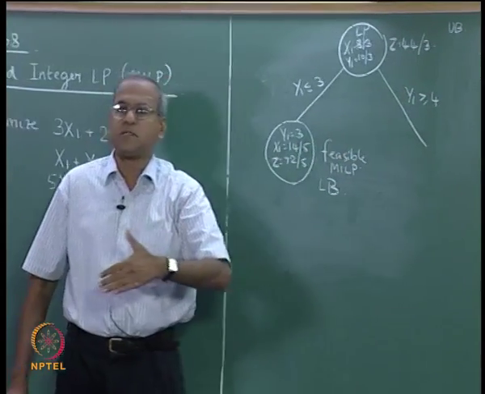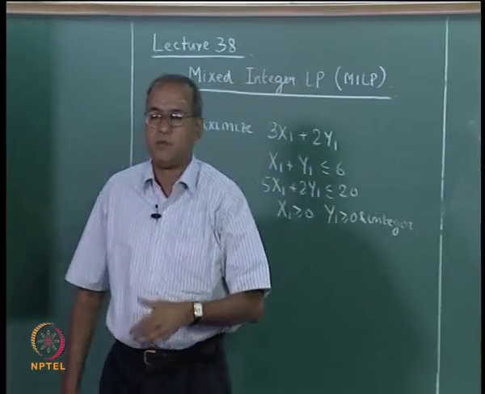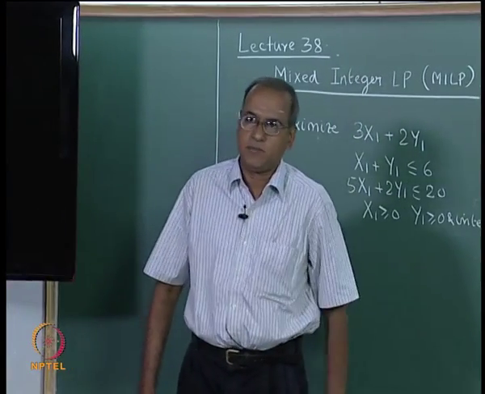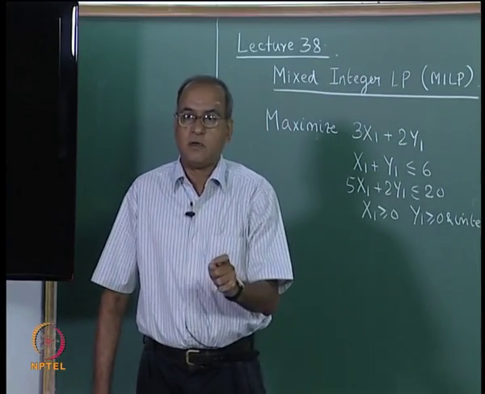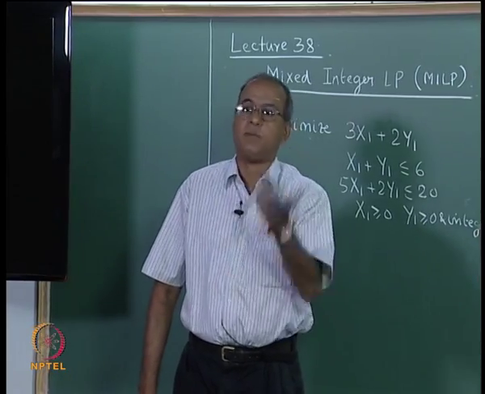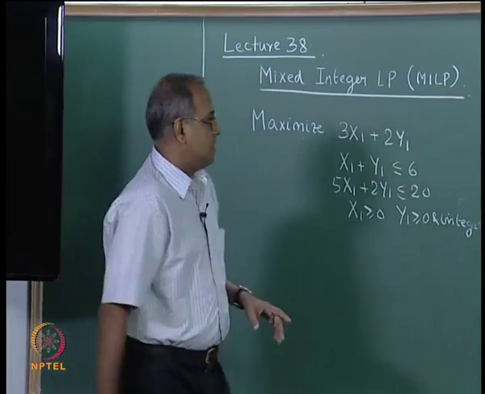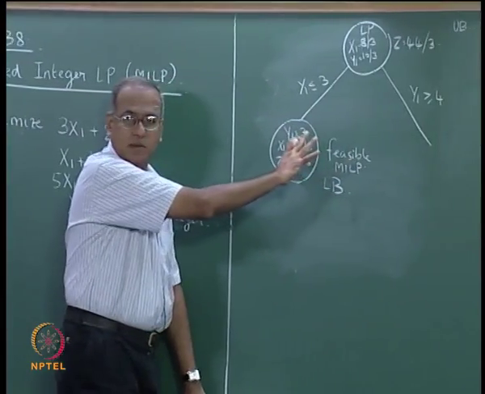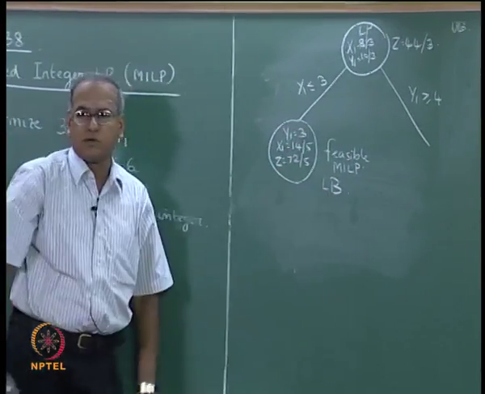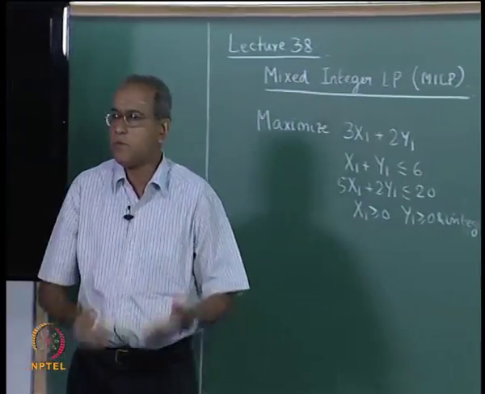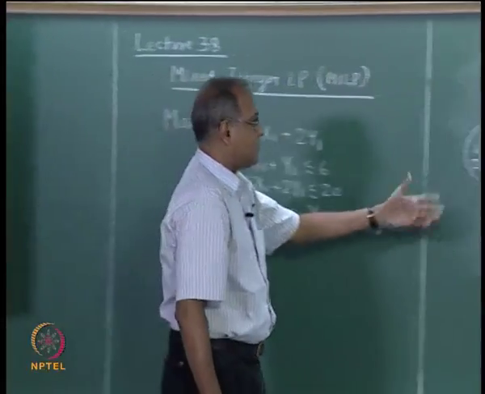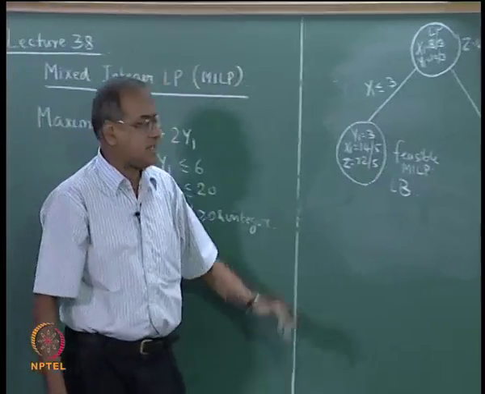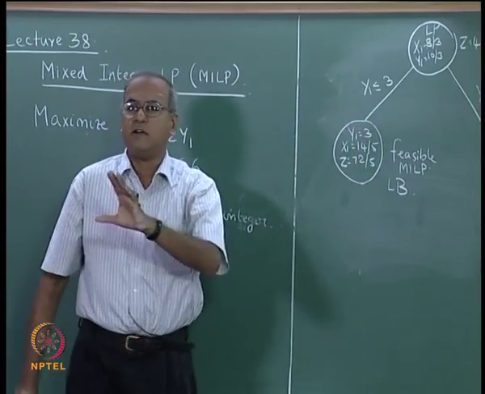So, a feasible solution to a maximization problem is a lower bound to the optimum. A feasible solution to a minimization problem is an upper bound. So, we have now obtained a node where we have a feasible solution to the MILP and this is a lower bound to the optimum. So, we do not proceed here because we have already obtained a feasible solution. So, we say that we fathom this node by feasibility.